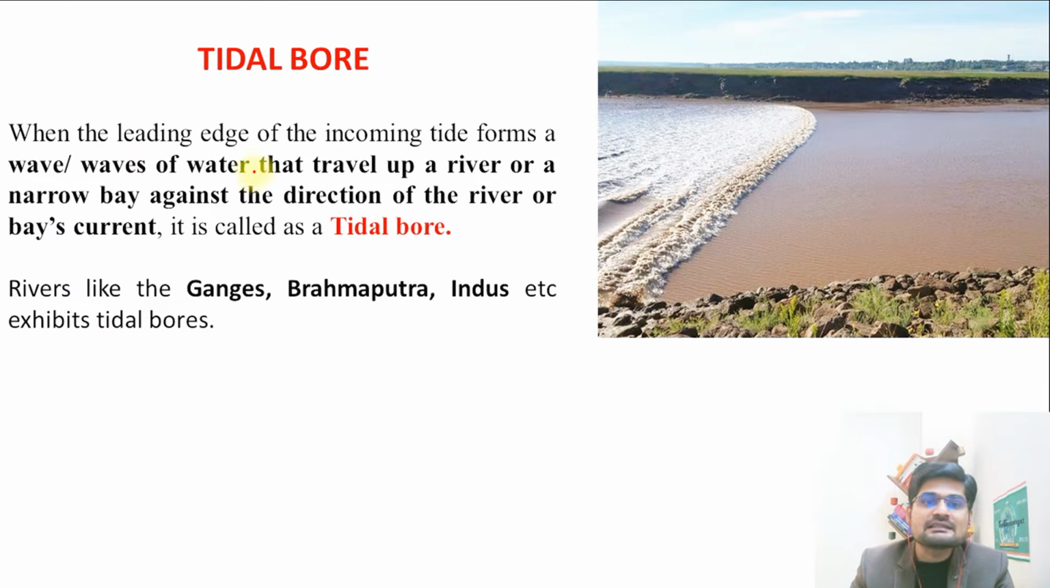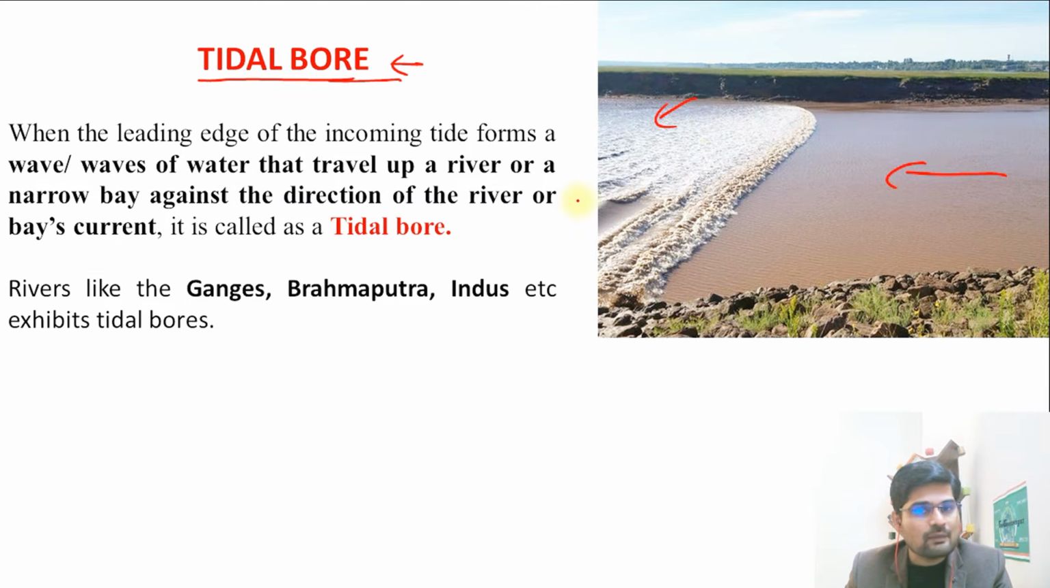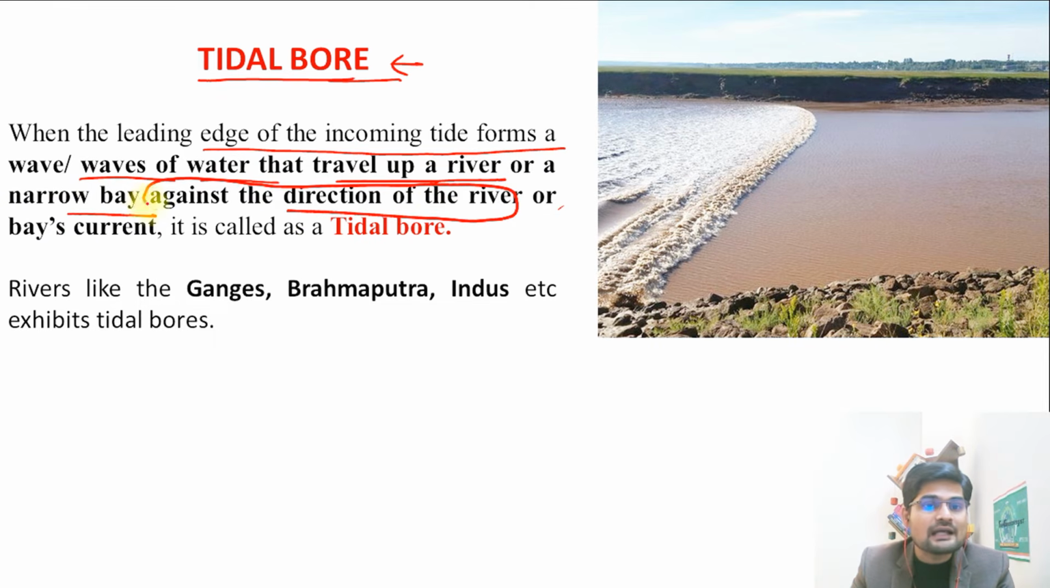Now another phenomenon that is related to the tides is something called tidal bore. Now what is this tidal bore? Now remember, if this is a river and it is joining an ocean, what happens? The river normally flows into the ocean, but during a tide, remember what happens? The water from the ocean, due to upsurge, starts pushing the river water in the opposite direction, and that is what we understand as the tidal bore. So when the leading edge of the incoming tide forms a wave or waves on water that travels up a river or a narrow bay against the direction of the river, that is a tidal bore. The key point to remember is that the movement of the water is against the original direction of the river.